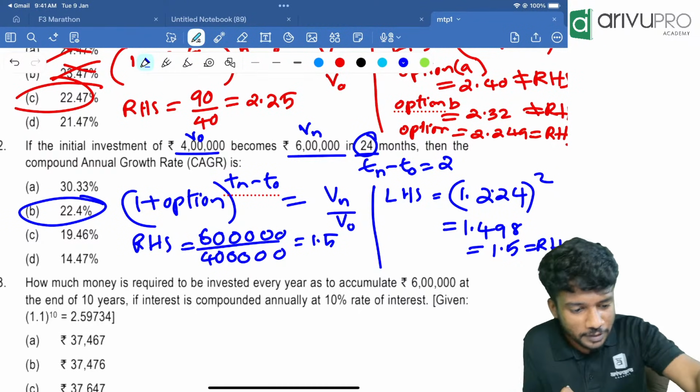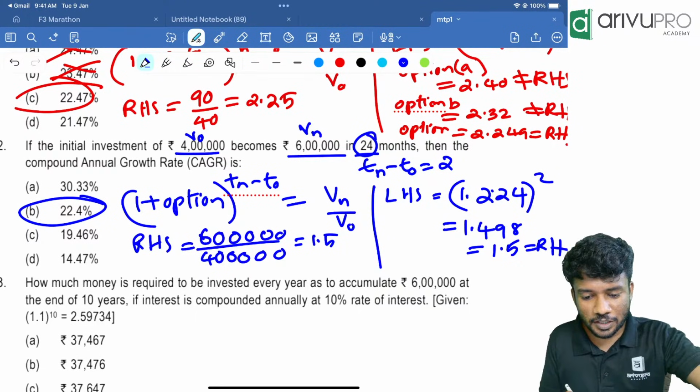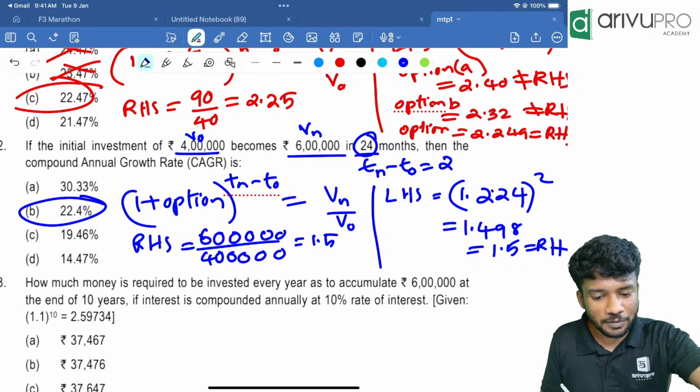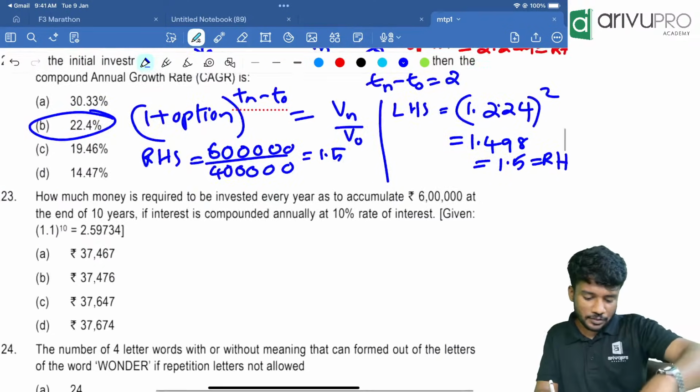I hope that you got the answer. Yes, right answer. Nisha, Shagu, Srishti, Priya, everyone, right answer. Perfect. We'll go for the next one.